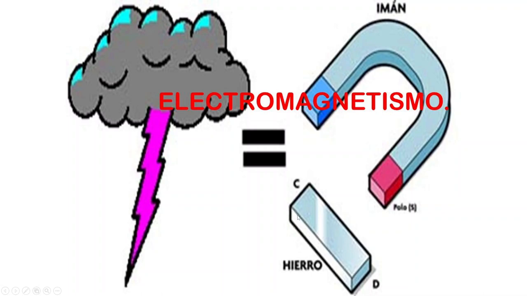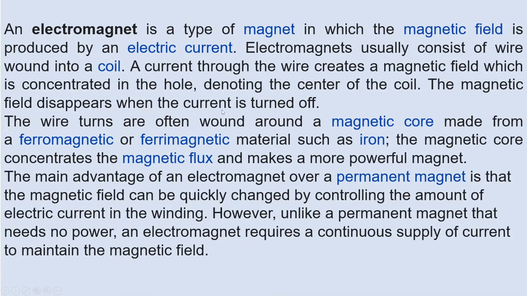This is why they showed the symbol of this lady ironing. And here we have the answer for the iron. They are used in electromagnets. An electromagnet is a type of magnet in which the magnetic field is produced by an electric current. Electromagnets usually consist of wire wound into a coil. So iron is the material for the magnetic core. The wire turns are often wound around a magnetic core made from a ferromagnetic material such as iron.